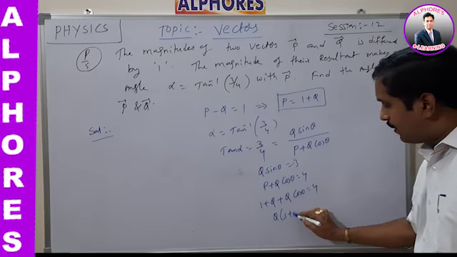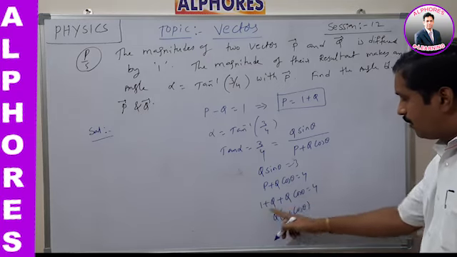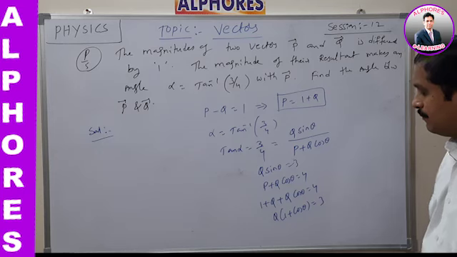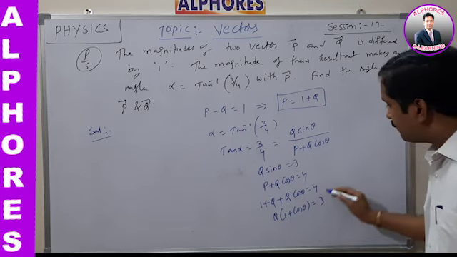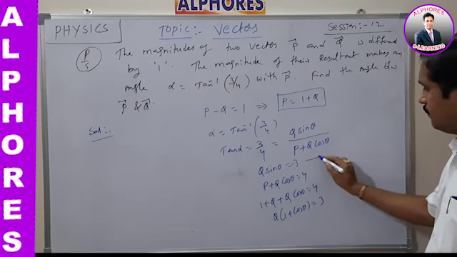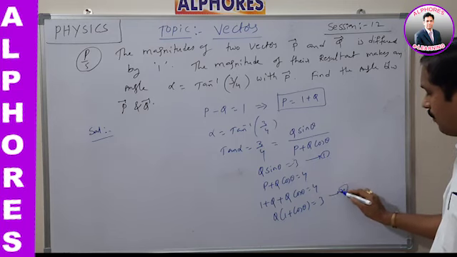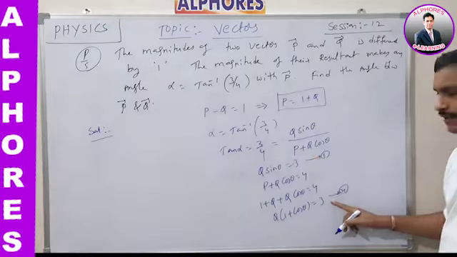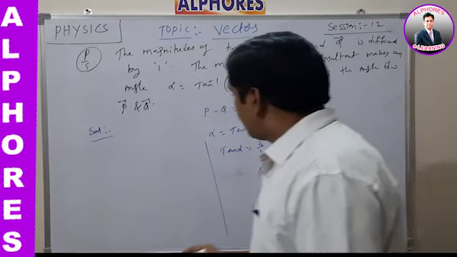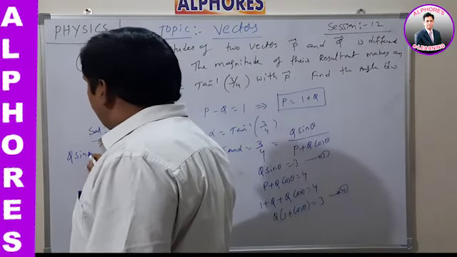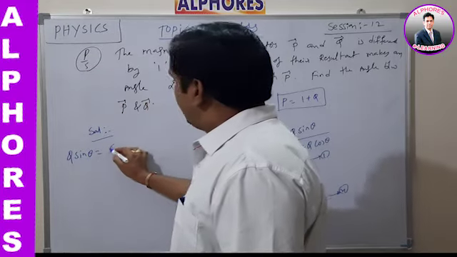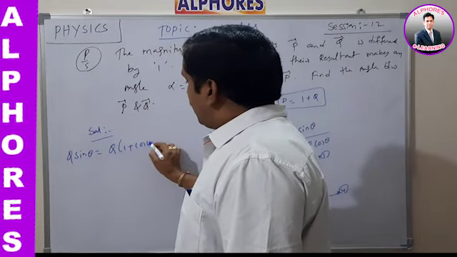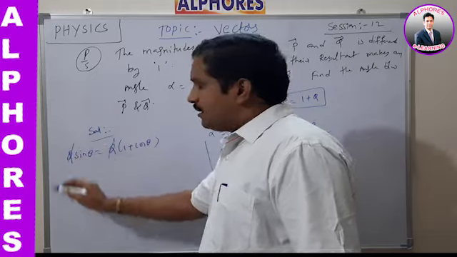Taking Q common, Q times 1 plus cos theta. This 1 goes to the right side, so it is 3. This is equation number 1. This is equation number 2 after manipulating. By taking these two equations, the RHS is the same. So Q sin theta is equal to Q into 1 plus cos theta. Q is the same, so both cancel together.